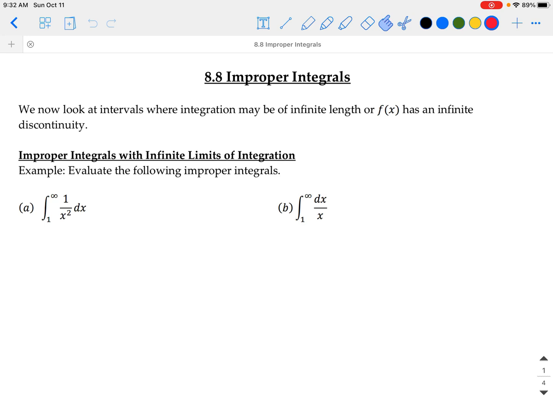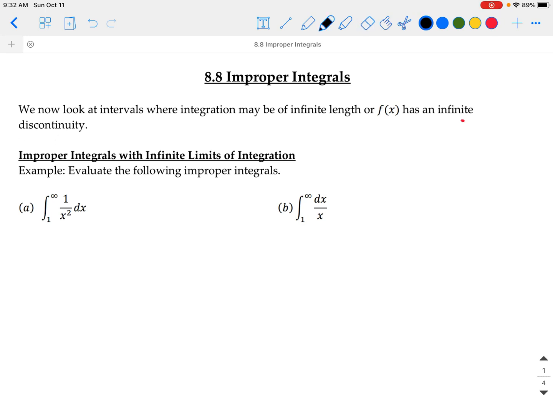Improper integrals are essentially going to be integrals where we're approaching some form of infinity. So either we have infinite length, meaning the integral itself is approaching infinity, or we have an infinite discontinuity in our function. So let's go ahead and take a look at these.